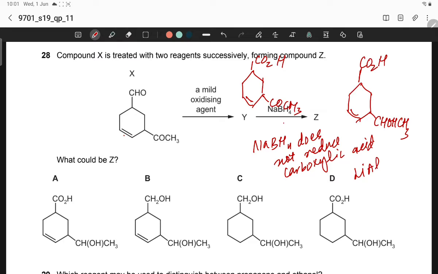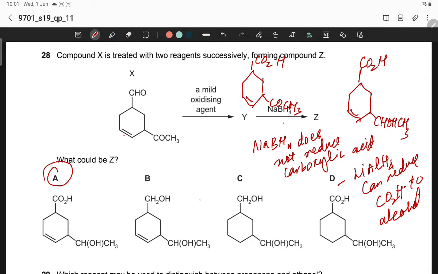Lithium aluminium hydride can reduce carboxylic acid CO2H to alcohol. So A must be correct. CH2OH, this is not correct because NaBH4 does not reduce carboxylic acid.